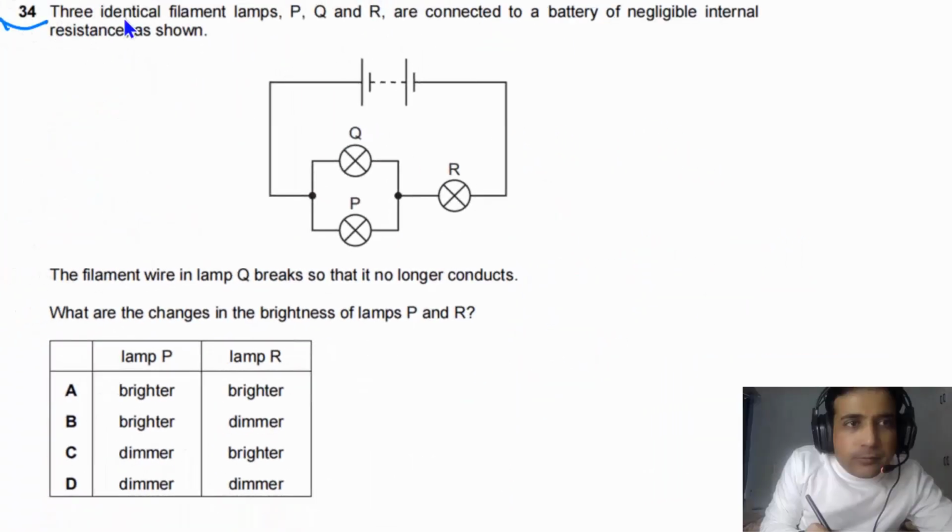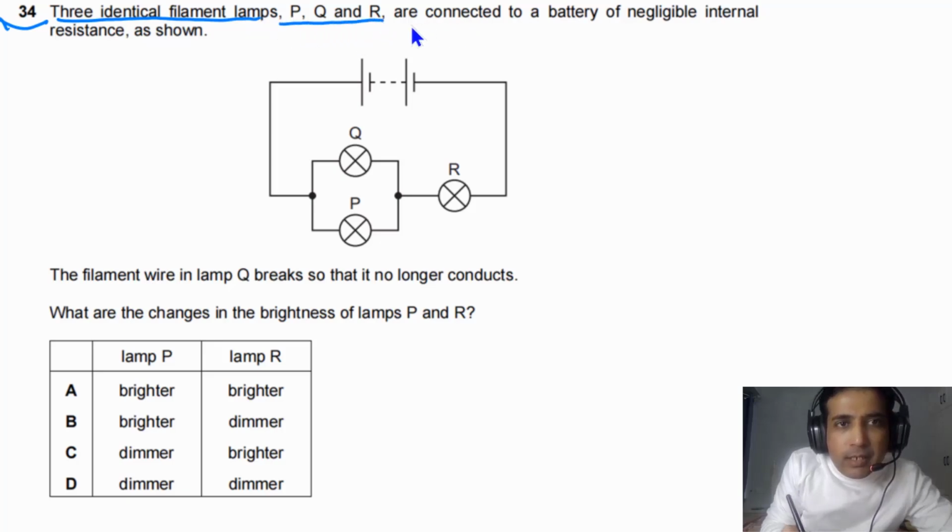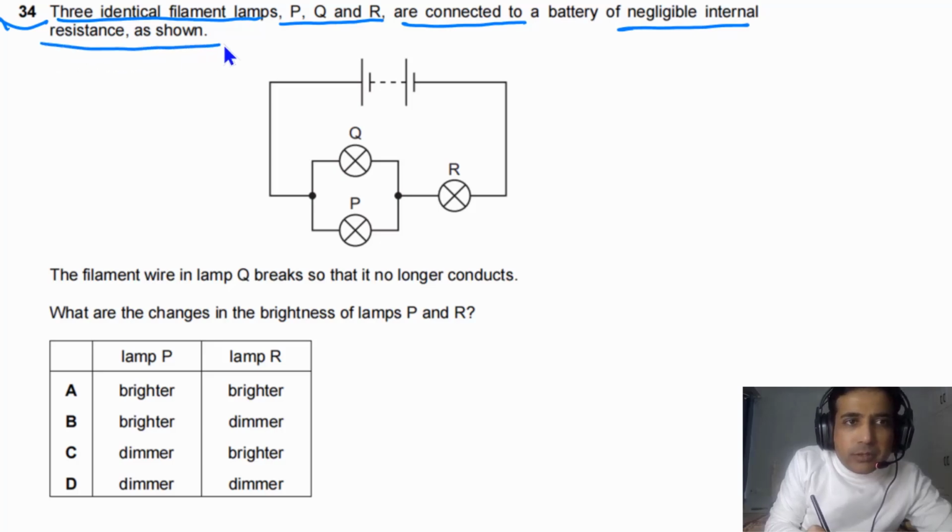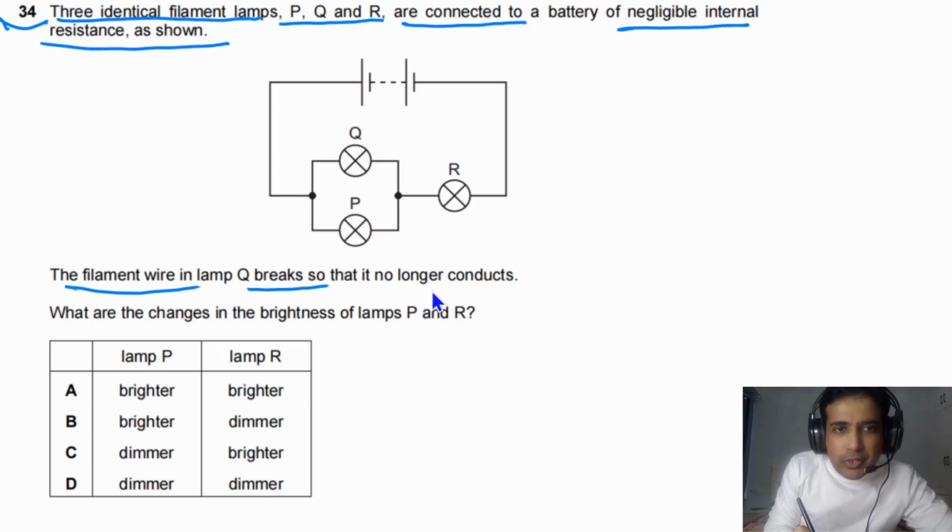For question number 34, it is given to us: 3 identical filament lamps P, Q and R are connected to a battery of negligible internal resistance as shown in the figure. The filament wire in lamp Q breaks so that it no longer conducts. What are the changes in the brightness of lamps P and R?